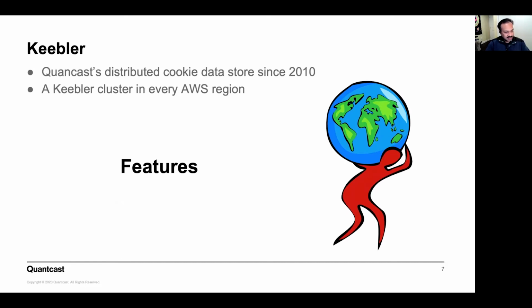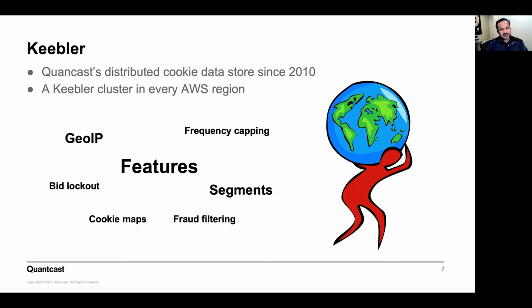The in-house key value data store that we use to store cookie data is called Keebler. We have been using it since 2010. It started as a database of cookies and the information associated with the cookie. Over time, it morphed into a storage for more and more information that we wanted to use during bidding. For example, we would use it for frequency capping so that we don't show an ad very frequently to a user. We run a Keebler cluster in all the AWS regions that we have our bidding infrastructure in.